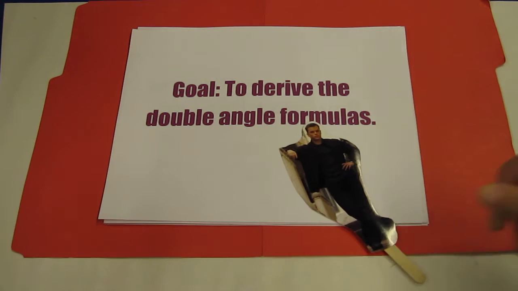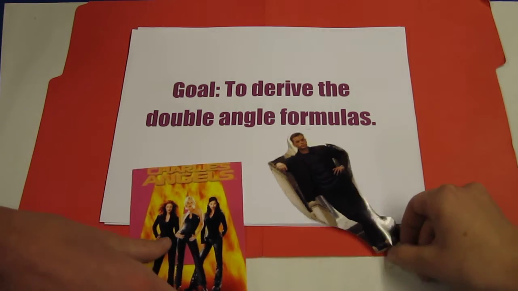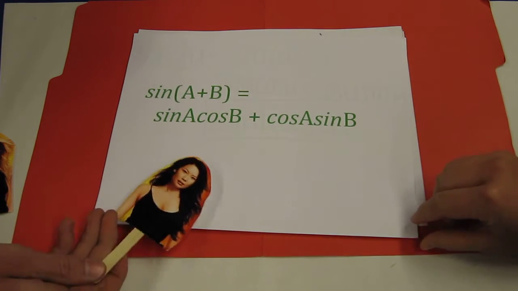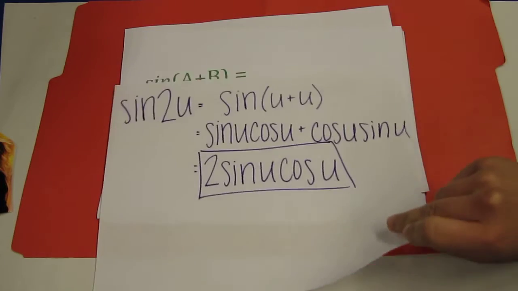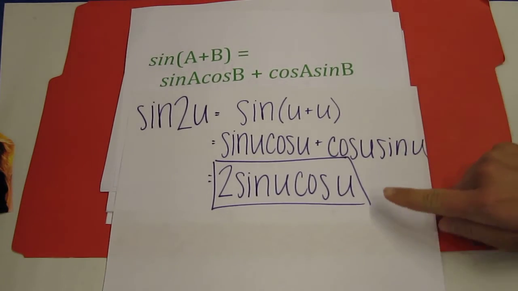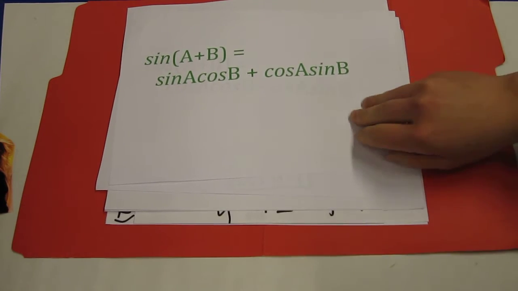Jason Bourne has forgotten his identity and has looked to his good friends, Charlie's Angels, to help him get it back. Using the sum and difference formula of sine, we will derive the double angle formula of sine of 2u. First, we must substitute the a's and b's in the equation for the u's. Next, we combine like terms to come up with the final product being 2 sine u cosine u. We are now one step closer to cracking the case.